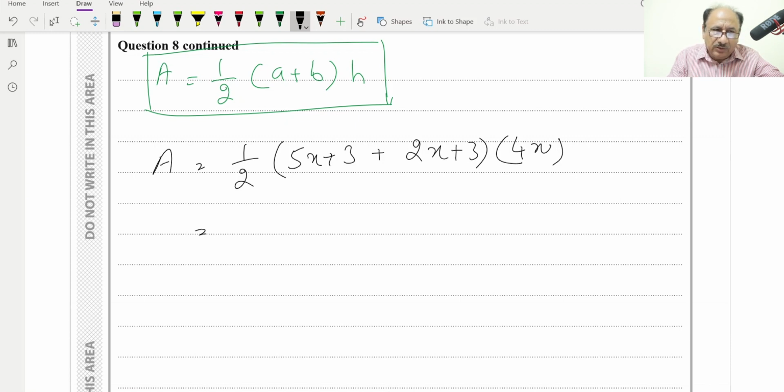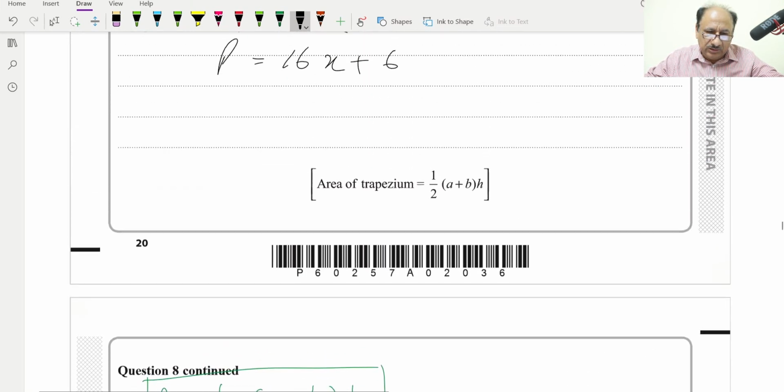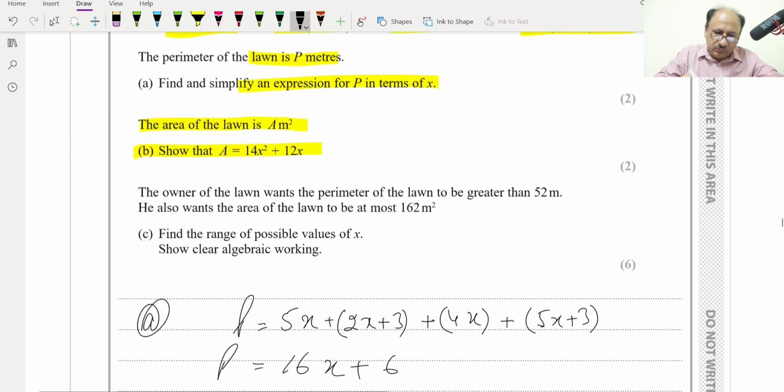Now we can simplify this directly with 2x, 4, and this will be 2x. So 2x will be multiplied by this. Before multiplication we are simplifying whatever is inside the bracket, so we can write over here 5 plus 2 will be 7, so 7x plus 6, and this will be multiplied by 2x, and this is equal to 14x square plus 12x, and this is what we need to prove. You can see this one, this was the required.